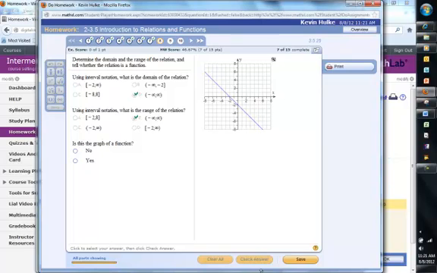It is a function, and the way you can tell is the vertical line test. If you put a line any way through here, it only hits the line once.